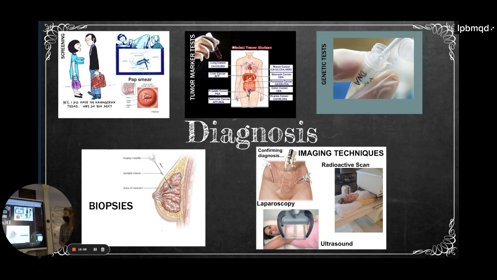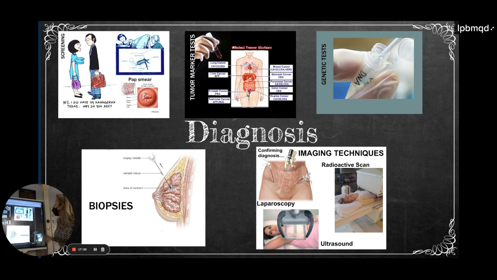When you look at the diagnosis of cancer, we talked about mammograms and pap smears, and you can get your blood checked for cancers. You can have genetic tests to see if you're more likely to have cancer. These can be confirmed with biopsies or several imaging techniques. You do not need to memorize each of these imaging techniques. Just know that there are imaging techniques that you can use to see if you have a tumor or not.